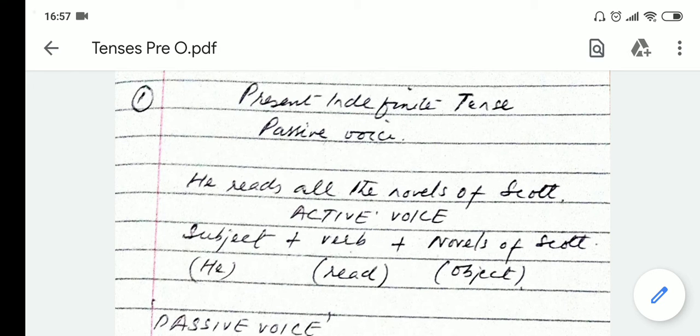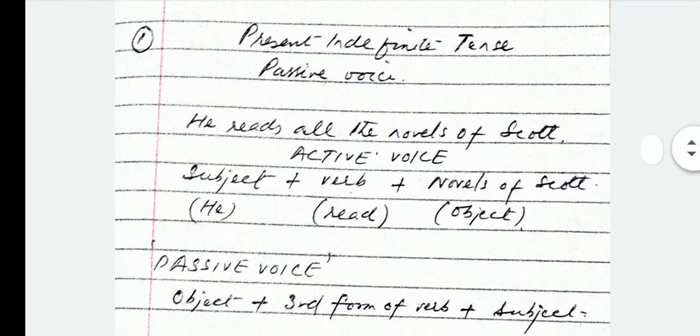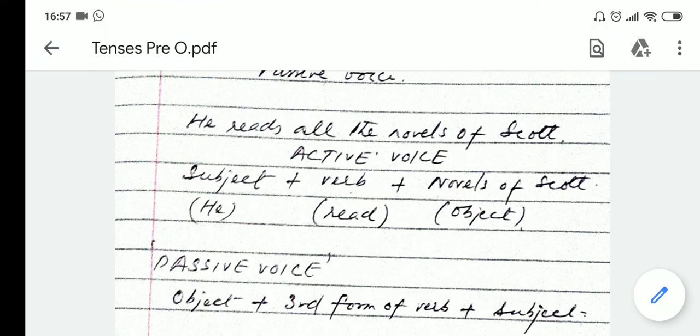There are two voices, one is the active voice, the other is the passive voice. Now let's see this sentence. Listen to my lecture very carefully. If you listen to it carefully, then you will be able to understand the whole concept. The sentence is, he reads all the novels of Scott. This is present indefinite tense.